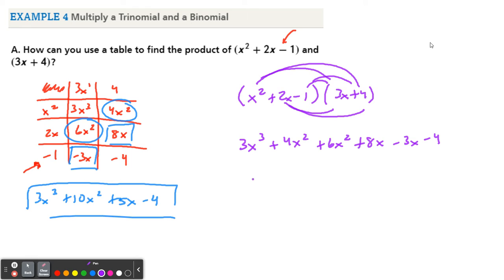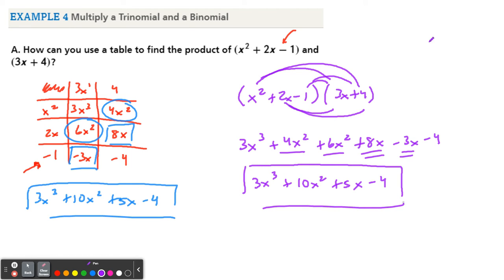And now again, 3x to the third is the only x to the third. But then we have our 4x squared and our 6x squared. That's 10x squared. And then we have two x terms. 8 and negative 3 is 5x. And then the negative 4 comes down. And you get the same answer. So again, I don't care how you do it. I think I will do the horizontal way the rest of the way. But again, feel free to do the table.